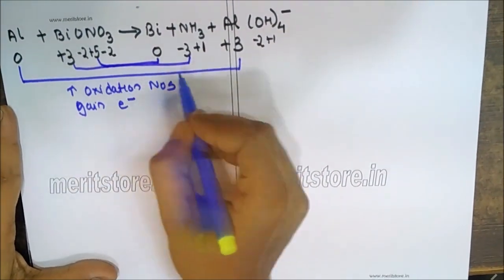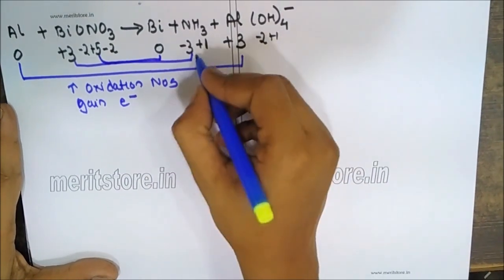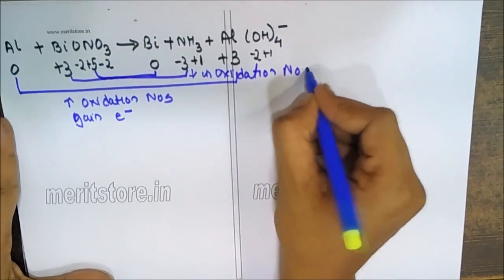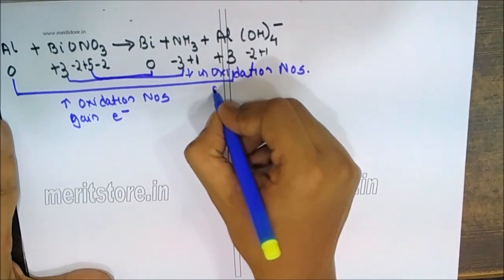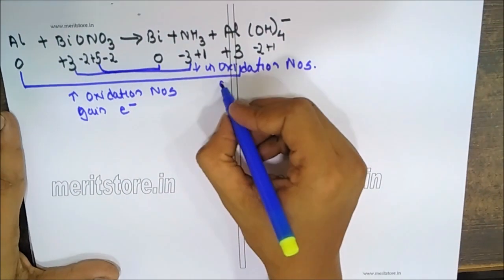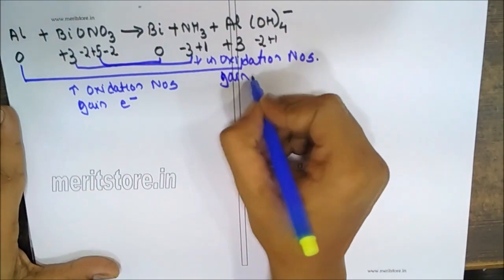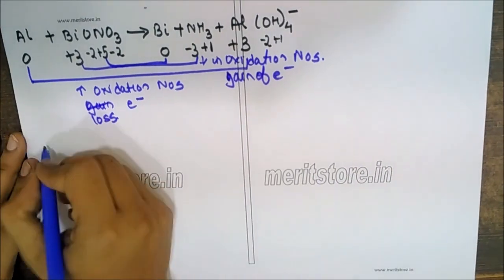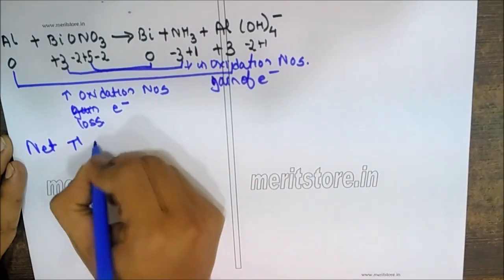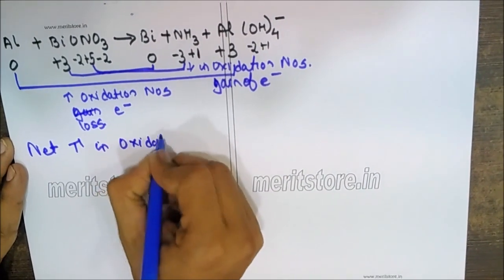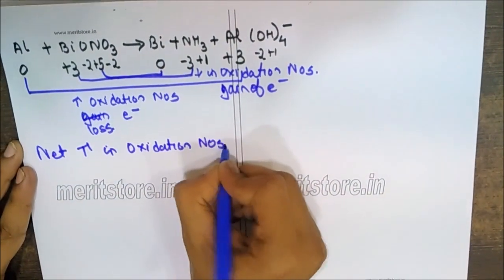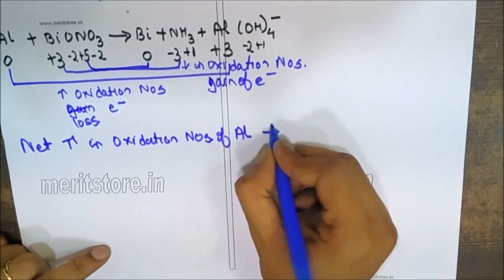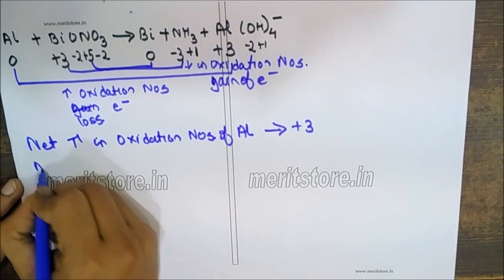Okay. So Bi is also decreasing and N is also decreasing. So there is a decrease in oxidation number, which means there is gain of electrons. Here there was loss of electrons. Alright. So now let's find out the net increase in oxidation number of Al, from 0 to 3, which means plus 3.